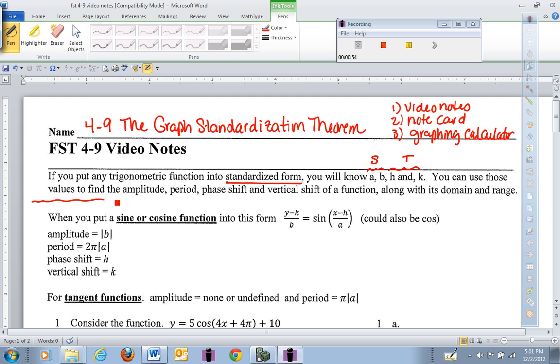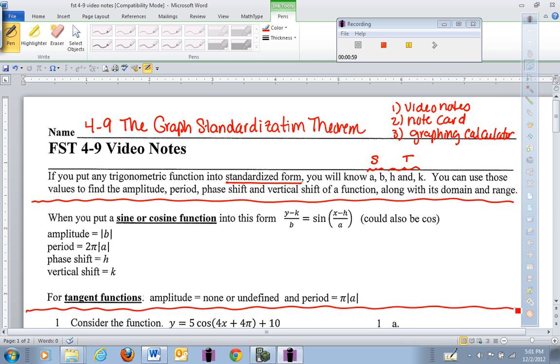Okay, the information that goes on the note card is right here, in between these 2 red lines that I'm drawing. And you can call this note card 4-9, the Graph Standardization Theorem. It says that when you put a sine or cosine function into the form y minus k over b equals sine x minus h over a, this could also be cosine, then right away the amplitude we know to be the absolute value of b, and the period is 2 pi times the absolute value of a. That is coming from lesson 4-7.